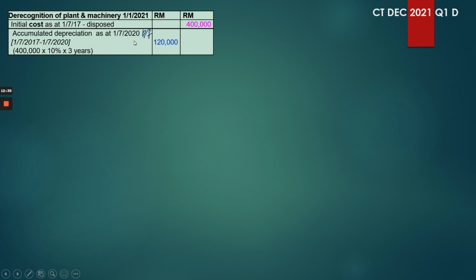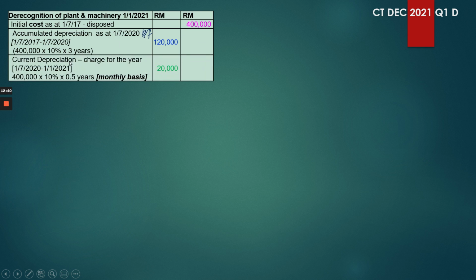Okay, you calculate that, you get 120,000 for 3 years. Then you need to find out the current year depreciation. Why do I split? The reason is because we are preparing the notes on PPE. So we need to show the current year depreciation, which is charged for the year, together with the accumulated depreciation at the beginning of the year in the schedule.